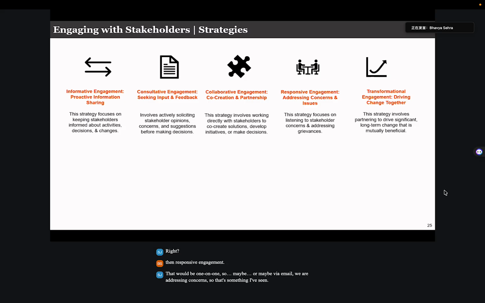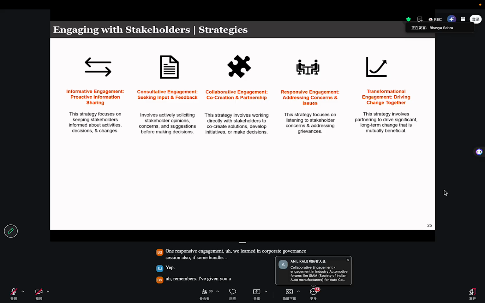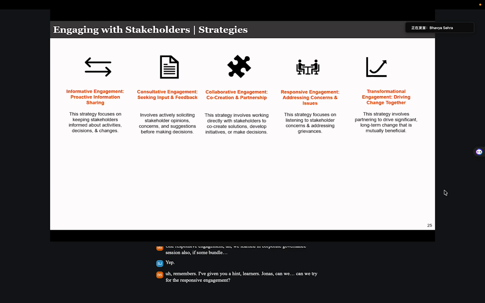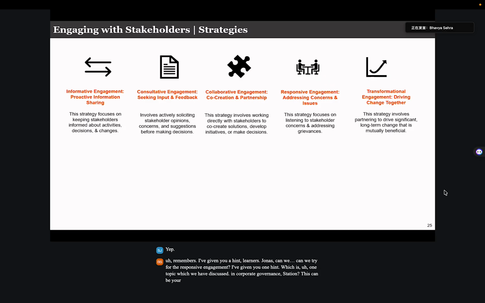One responsive engagement we learned in the corporate governance session also, if someone remembers. I've given you a hint, learners. Learners, can we try for the responsive engagement? I've given you one hint, which is one topic we have discussed in the corporate governance session. This can be your revision also.